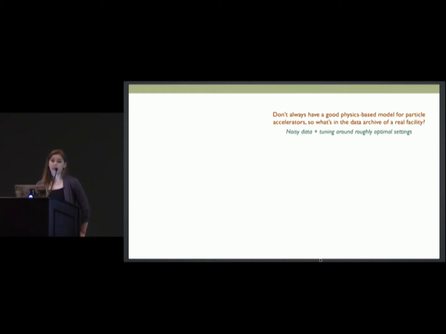So there are a number of ways that we could have set up our training data set. We could have just done broad parameter scans, but one thing that we were thinking about is if we wanted to go and then take this to a real machine, what would we be using to train on? And a lot of times for larger accelerator facilities, you don't have a good physics-based model just because you're dealing with lots of systems that are put together and there are lots of compounding errors. So if you're using measured data, what's actually already in the archive of a real facility? And usually what you'll see is lots of noisy data and then lots of tuning around roughly optimal settings.